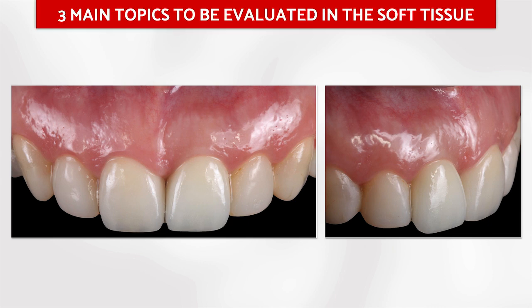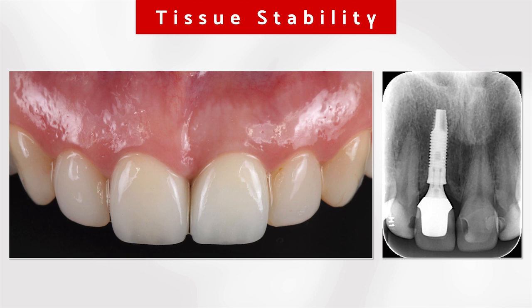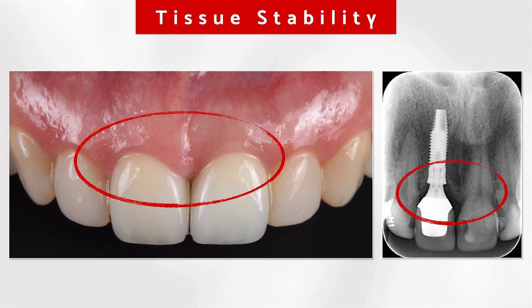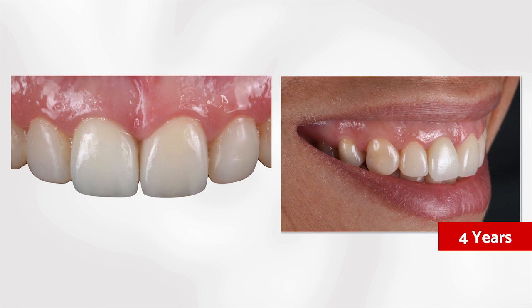Now we have 3 main topics to be evaluated in the soft tissue. We have to evaluate the color, the texture, and the maintenance of the volume of soft tissue. And we have to respect these rules. Here you can see the tissue stability. Tissue stability means the bone tissue stability and the soft tissue stability. We have the maintenance of the bone level around this implant, and we have the maintenance of soft tissue around the final restoration. The follow-up after 4 years, you can see here the soft tissue stability.